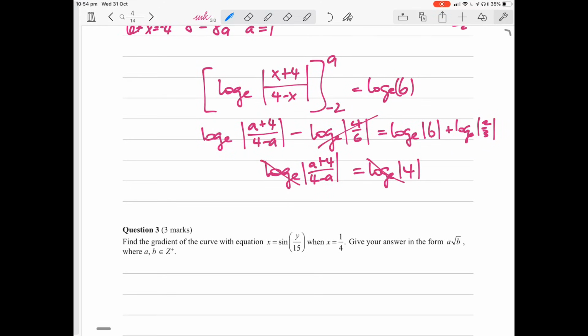So we can burn our logs. And then from here, a plus 4 is equal to 16 minus 4a. 5a is equal to 12. Have I messed this up somewhere?